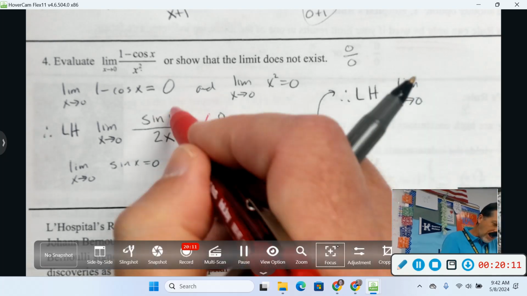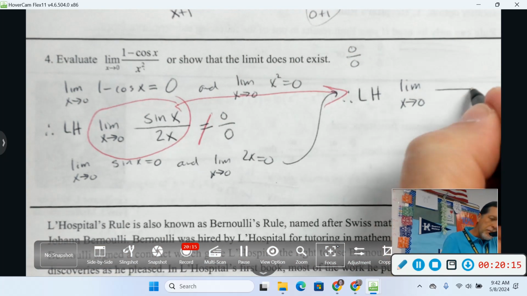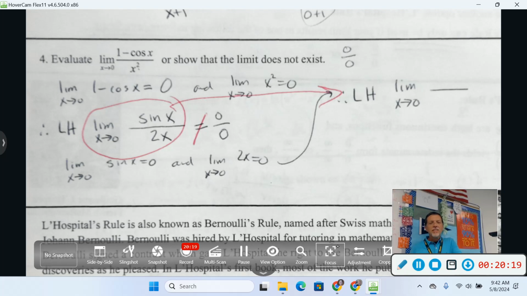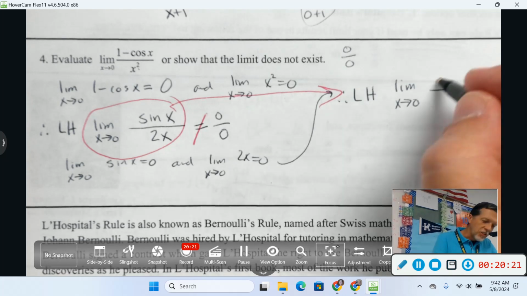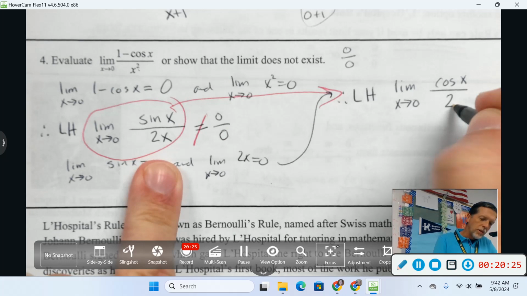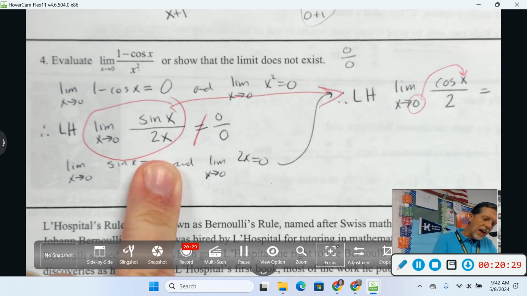Okay, so I'm looking at this guy and taking another derivative here. Derivative of sine is cosine. Derivative of 2x is 2. And now we plug in 0. Cosine of 0 is 1. So the answer is 1/2.